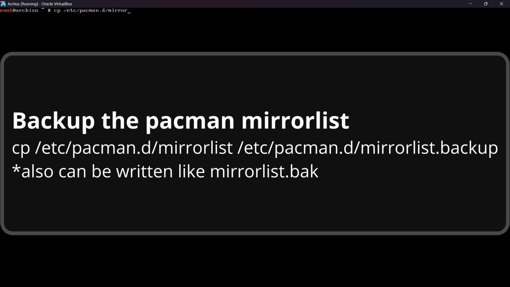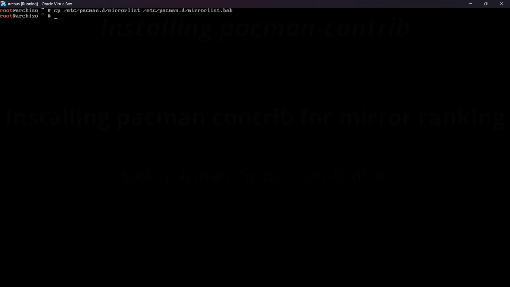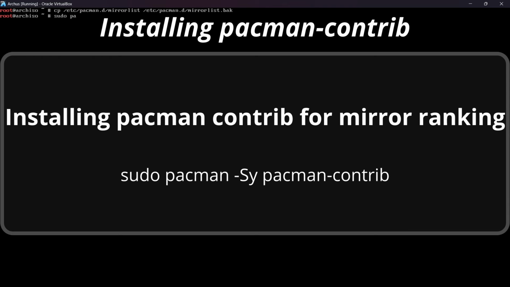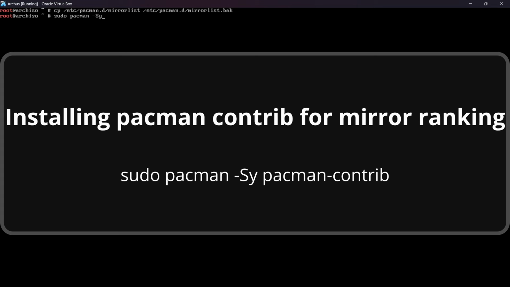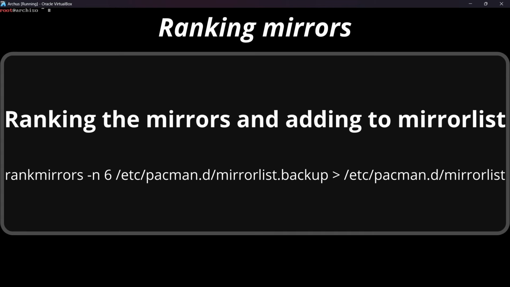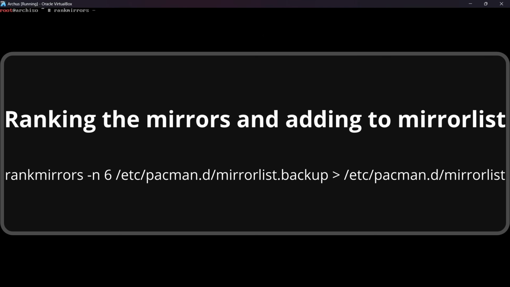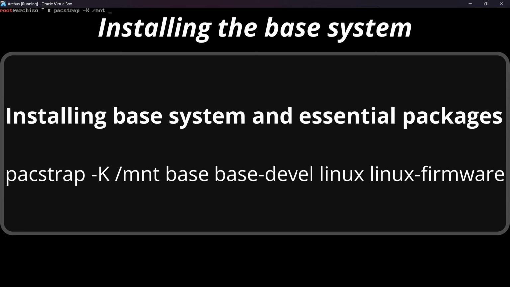Now we want to make a backup of the current mirror list with cp /etc/pacman.d/mirrorlist /etc/pacman.d/mirrorlist.backup. Now we're going to install the pacman-contrib package for the rankmirrors util with sudo pacman -S pacman-contrib, and we want to rank the mirrors with rankmirrors -n 6 /etc/pacman.d/mirrorlist.backup, and greater than sign to override the mirror list with /etc/pacman.d/mirrorlist.